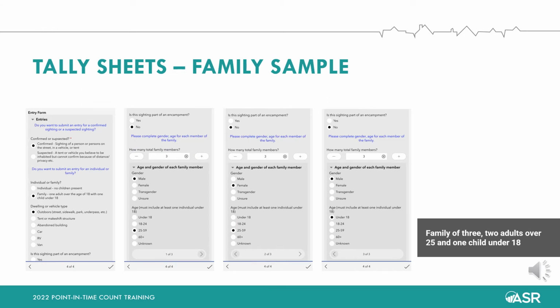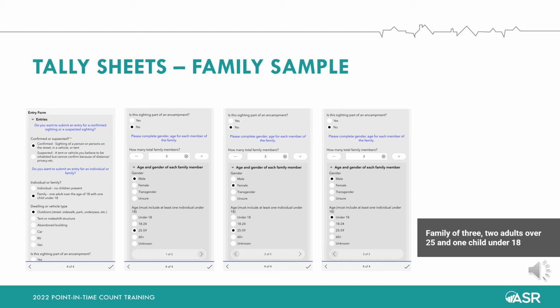In the next example, you observed a family of 3 that included 2 adults over the age of 25 and 1 child under the age of 18 on the street. You start by filling in the bubble that says Confirmed under Confirmed or Suspected. Next, you would bubble in Family under Individual or Family. Under Dwelling or Vehicle Type, you would bubble in Outdoors. Under Is this sighting part of an encampment, you would bubble in No.